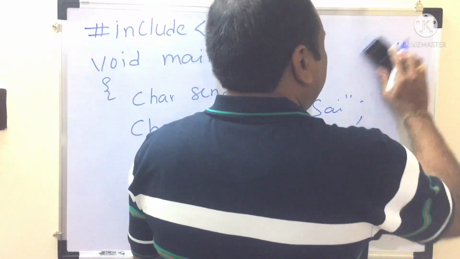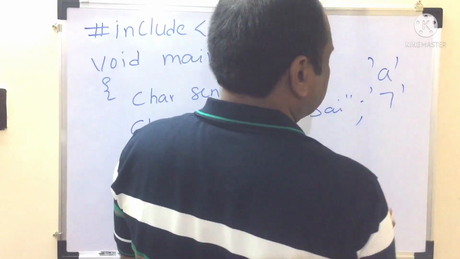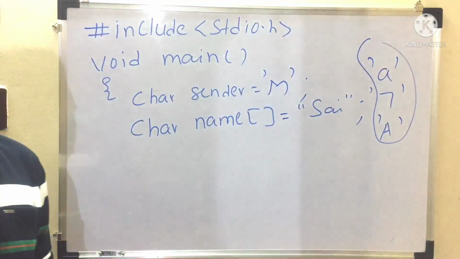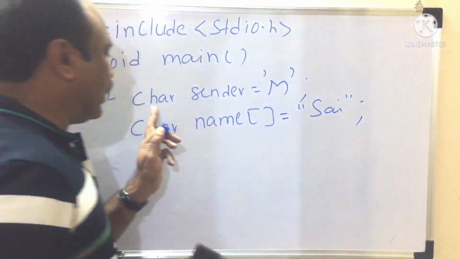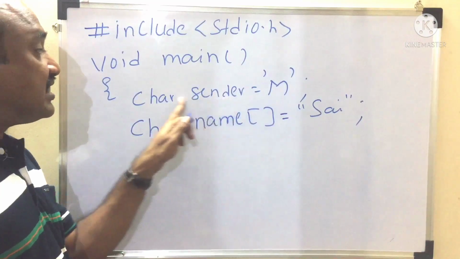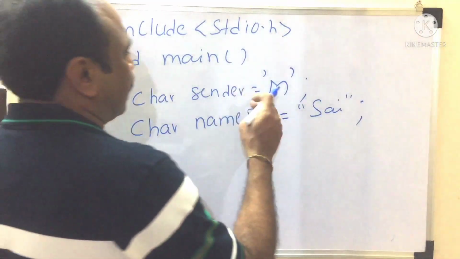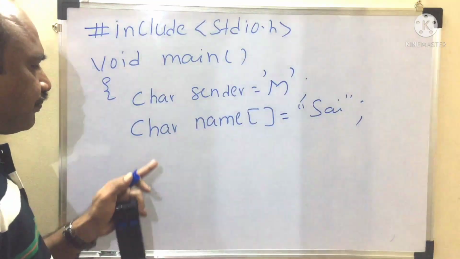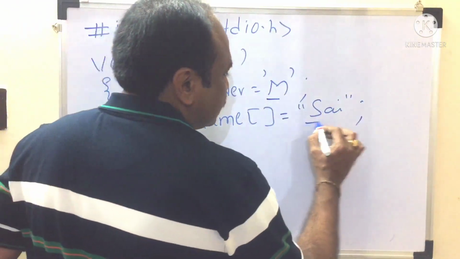If you use a single character in single quotes, or a single digit in single quotes, all these are characters. If it is enclosed in double quotes, they will be treated as strings. See here, I have taken char gender equal to M or F, because it is a single character. Male means M, female means F. You can use capital M or capital F, small m or small f. Char name equal to Sai. This is a character, this is a string.